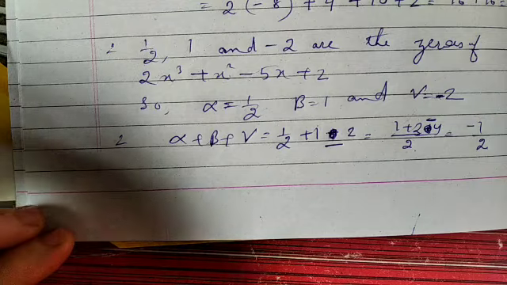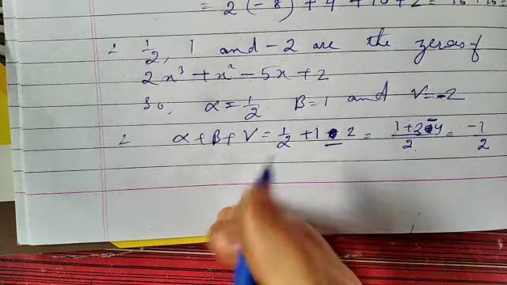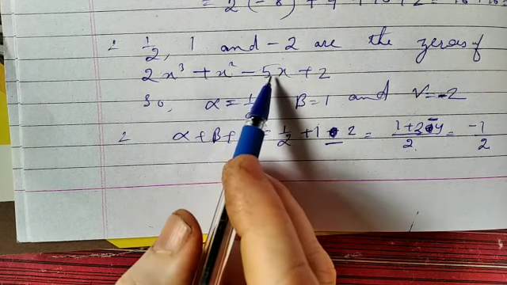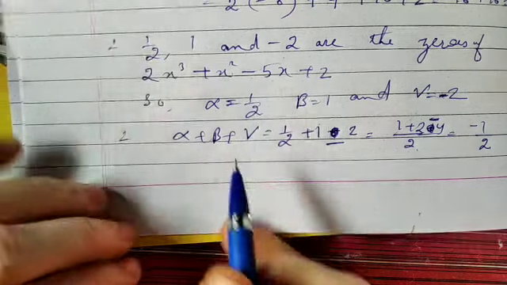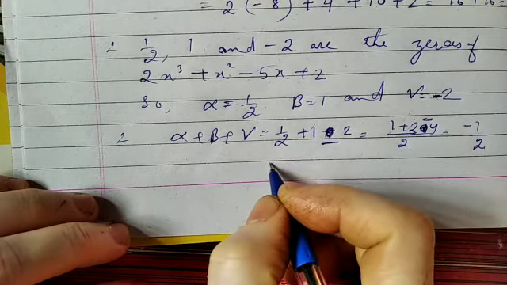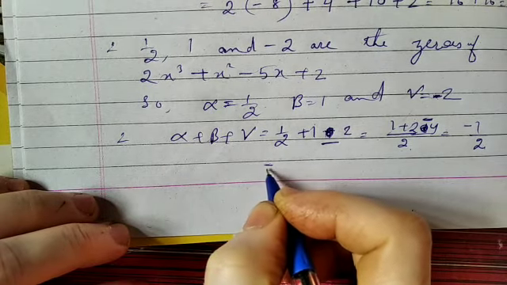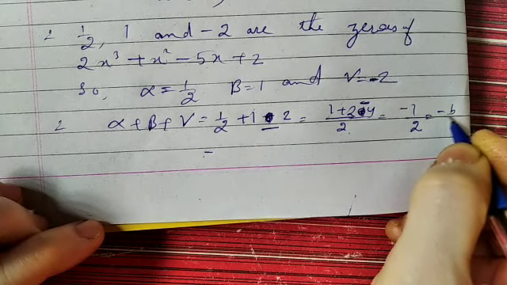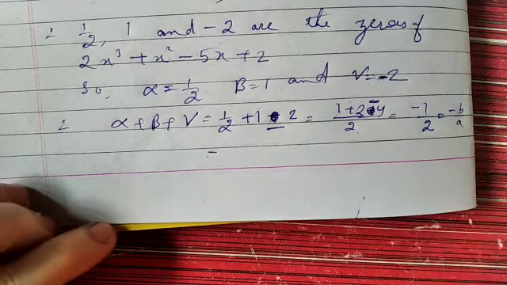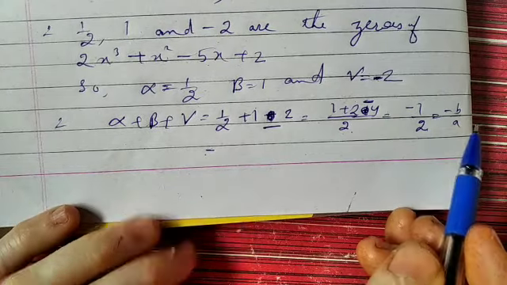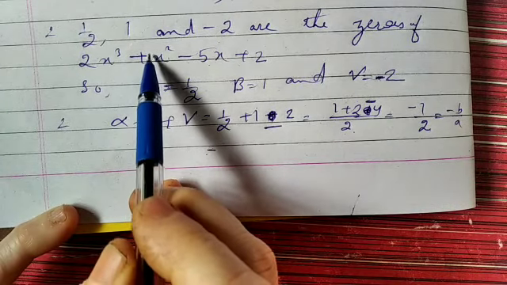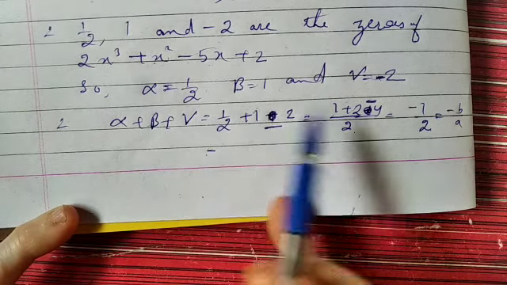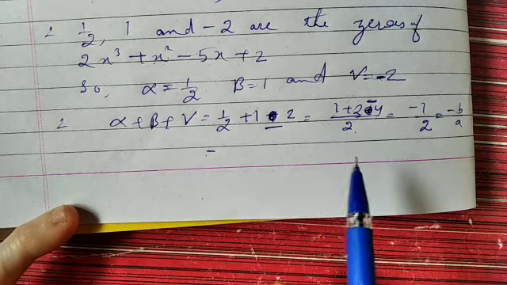And if we see this equation, 2x cube plus x square minus 5x plus 2, we know that alpha plus beta plus gamma is equal to minus b by a. Here minus b is -1 and a is 2. So it's verified.